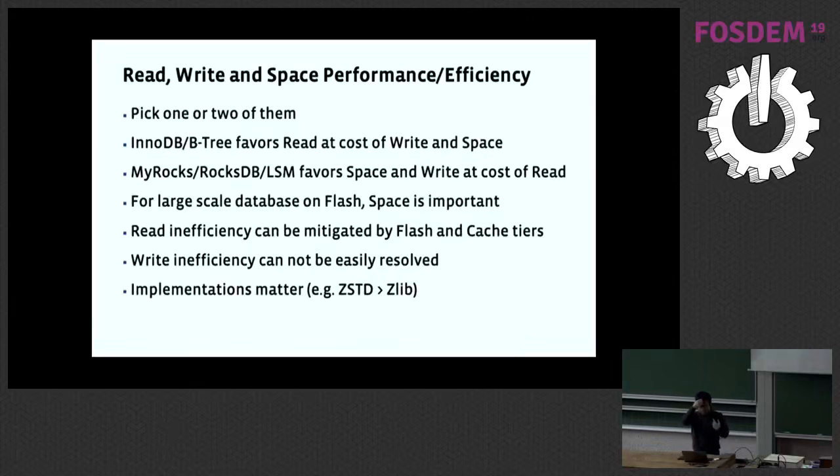But at Facebook, for large-scale databases running on Flash, saving space was very important. On the other hand, Flash was very fast on reads, so read inefficiency can be mitigated by Flash to some extent. And we had a huge record cache at Facebook, so the cache hit rate absorbed the read requests to the database. Write inefficiencies are a bit hard to mitigate because all writes eventually come to the database.